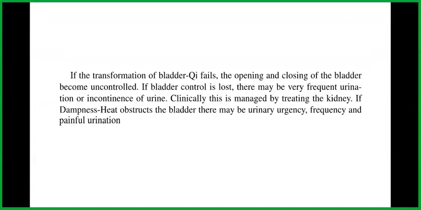If the transformation of bladder qi fails, the opening and closing of the bladder become uncontrolled. If bladder control is lost, there may be frequent urination or incontinence of urine. Clinically, this is managed by treating the kidney. If dampness-heat obstructs the bladder, there may be urinary urgency, frequency, and painful urination.